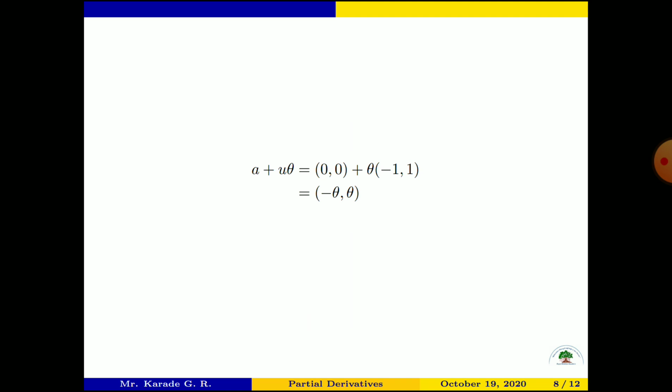Now here a plus u theta is equal to, a is 0, 0 plus theta into bracket minus 1, 1, which is equal to minus theta, theta. Okay, so a plus u theta is equal to minus theta, theta.